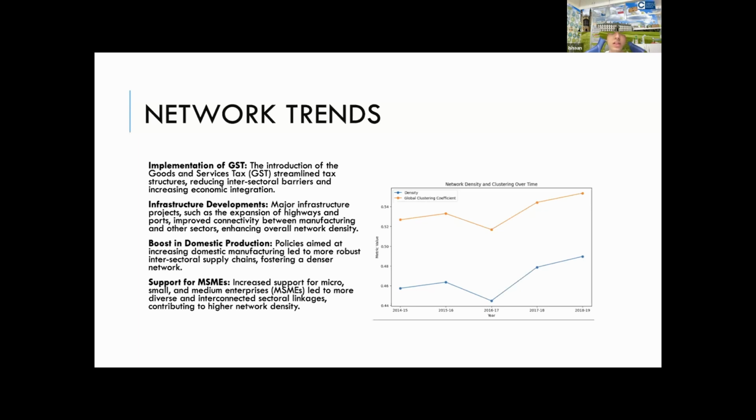The introduction of the goods and services tax streamlined tax structures, reducing intersectoral barriers and increasing economic integration, along with other things like support for MSMEs, which leads to more diverse and interconnected sectoral linkages, contributing to higher network density.